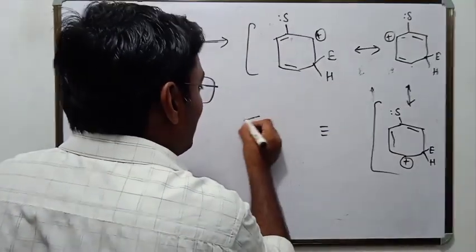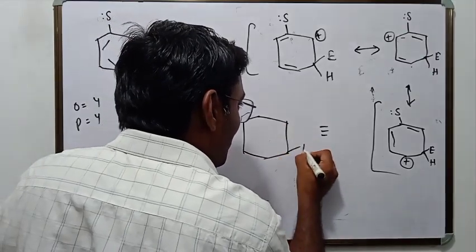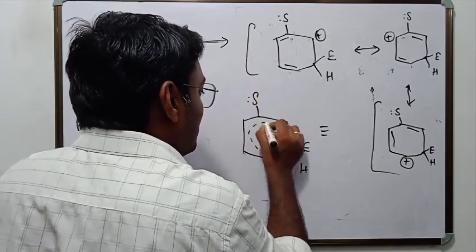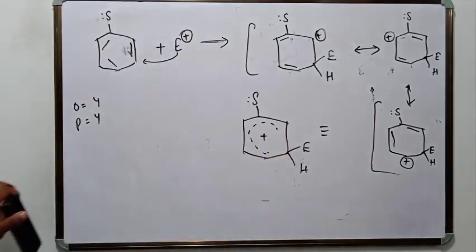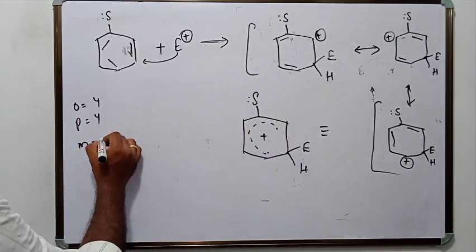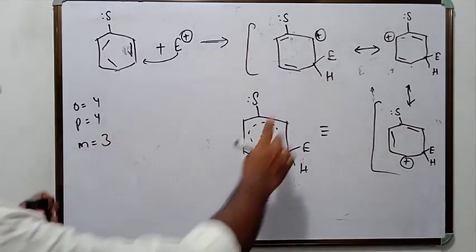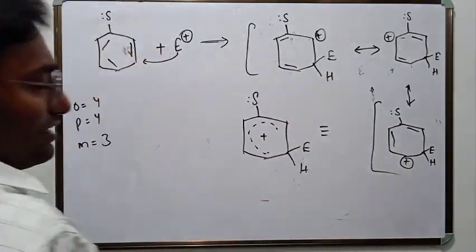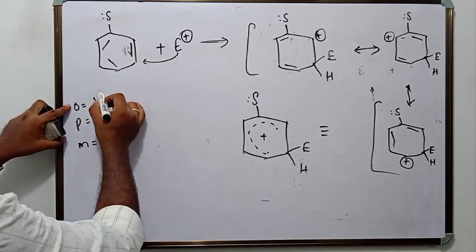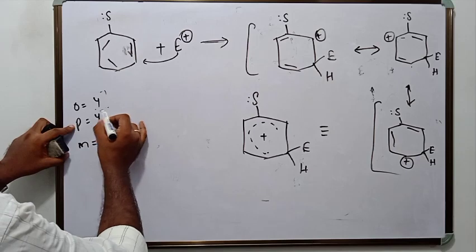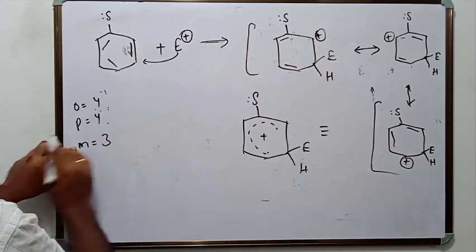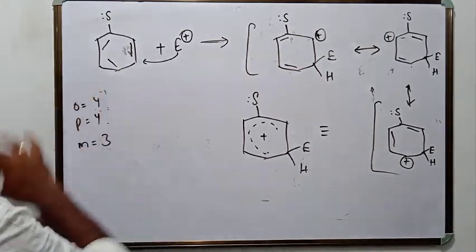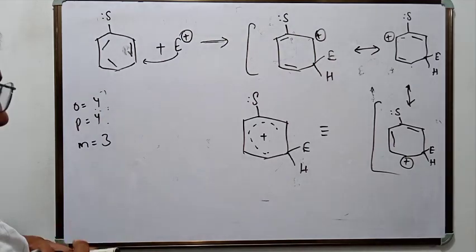What is the resonance hybrid? We will draw that also. So everywhere except the meta position. So meta attack leads to a carbocation that has 3 resonating structures, correct? So ortho attack led to 4 resonating structures, para attack led to 4 resonating structures, and meta attack led to 3 resonating structures. So the rule is, the more the resonating structures, the more will be the stability.